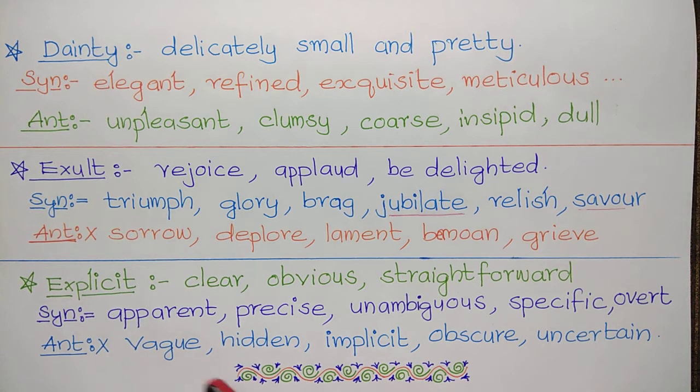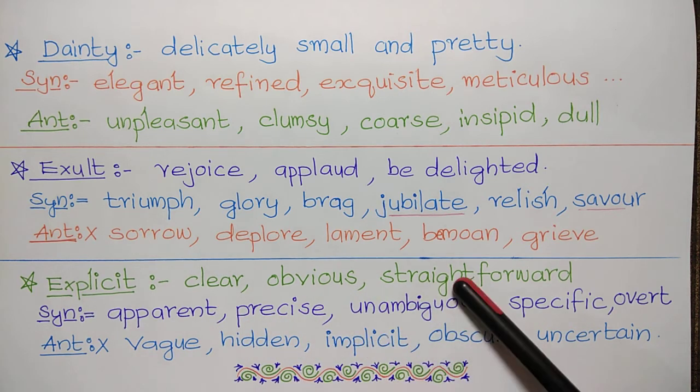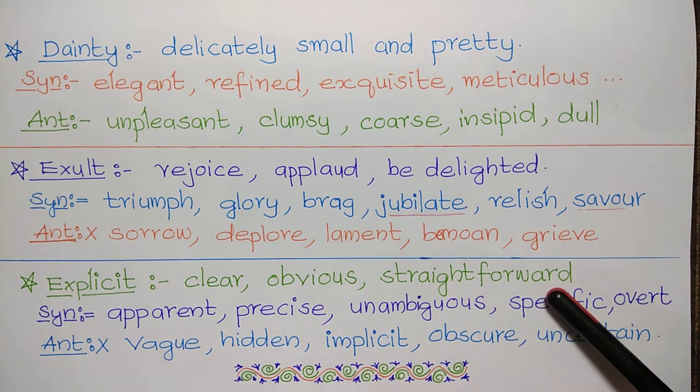Antonyms are vague, hidden, implicit, obscure, uncertain. These are all antonyms of the word explicit. That means clear, obvious or straightforward. I hope all these words are now familiar to you. Revise once or twice and get familiar with all these words.